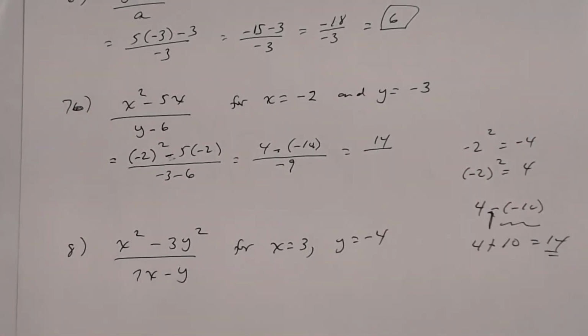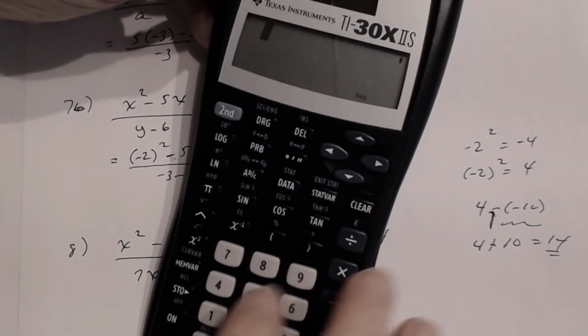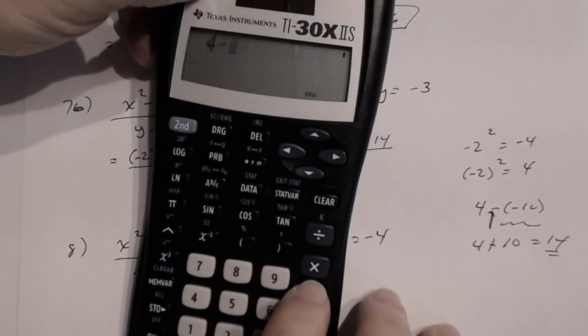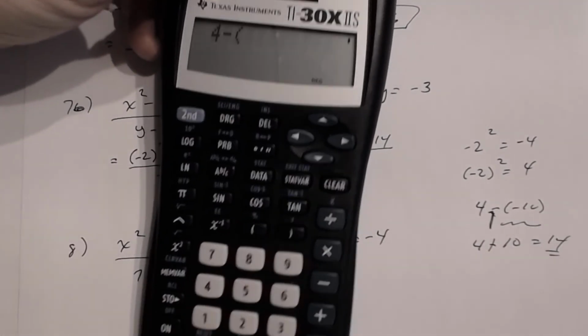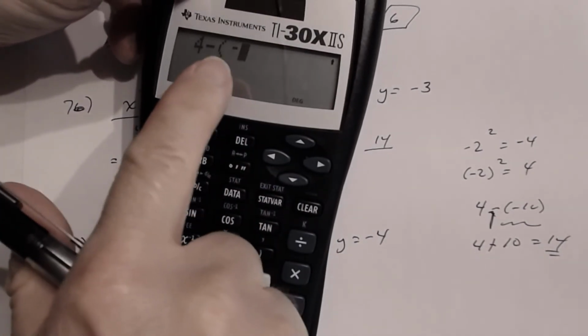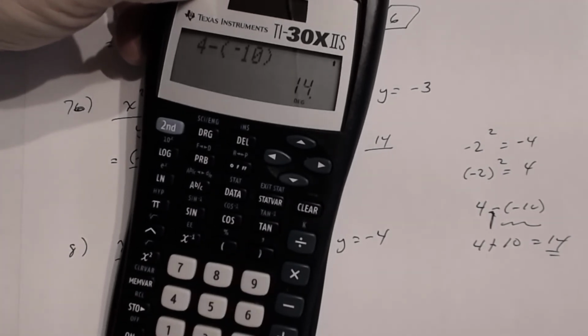Now, if you use your calculator, you'll see that it is 14. You type 4, subtract, making sure you use the subtraction button, then parentheses, then a negative, making sure you use your negative button this time. See the difference? 10, close the parentheses and press equal, and you get 14.